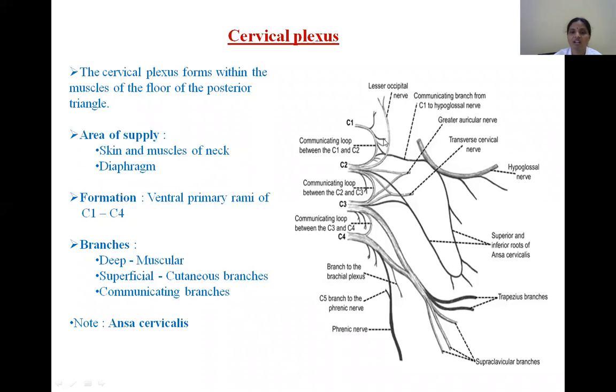So it should be supplied by this cervical, right? So skin and muscles of the neck, then diaphragm. And what is the formation of the cervical plexus? So upper 4 cervical nerves, C1, C2, C3, C4. So ventral primary rami of all these 4 unite to form a plexus which is known as cervical plexus, otherwise called ventral cervical plexus, right?